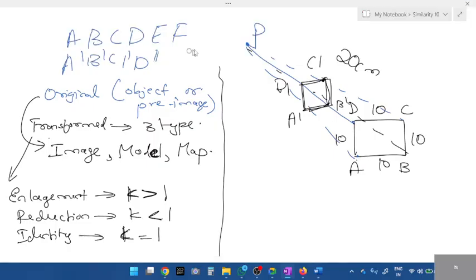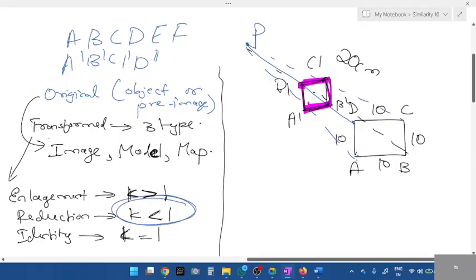Fine. So the black one is the original image, object or pre-image. The pink one is the transformed image. How is it transformed? The size is reduced or enlarged? Respond all of you. Is it reduced? Reduced. What's the value of K? It should be less than 1. Let us check. I'll give any one value. DC is 10. I'll give D dash C dash as 5 centimeters.